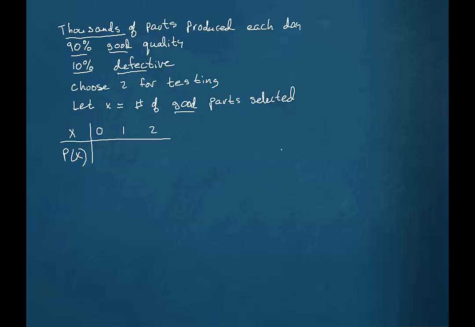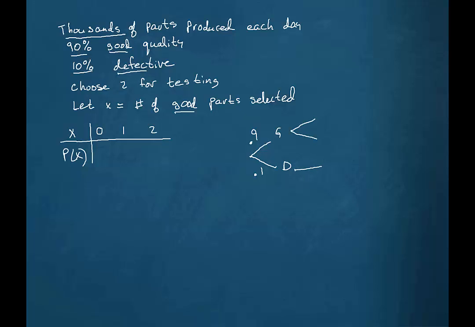Now let's examine these probabilities. And let's do that using a tree. So with our first selection, we could get a good one or a defective one. And since we know that out of these thousands of parts, 90% are good, the probability that we would get a good one would be 0.9. And then the probability that we would get a defective one would be 0.1. Now that's the first selection.